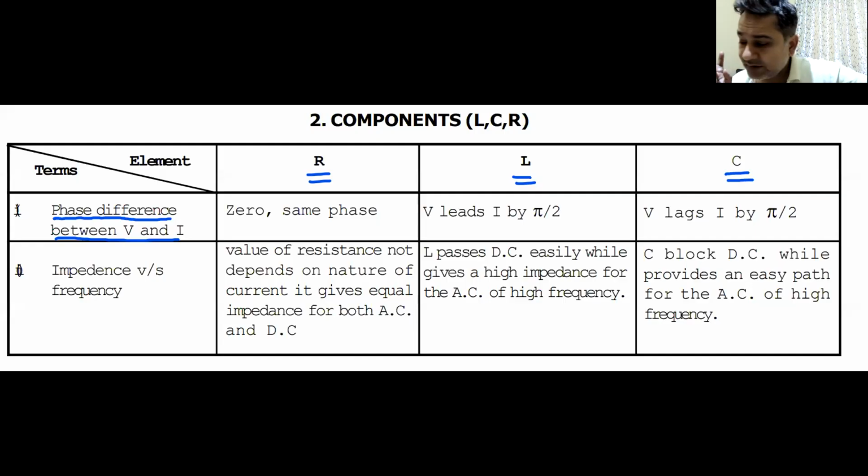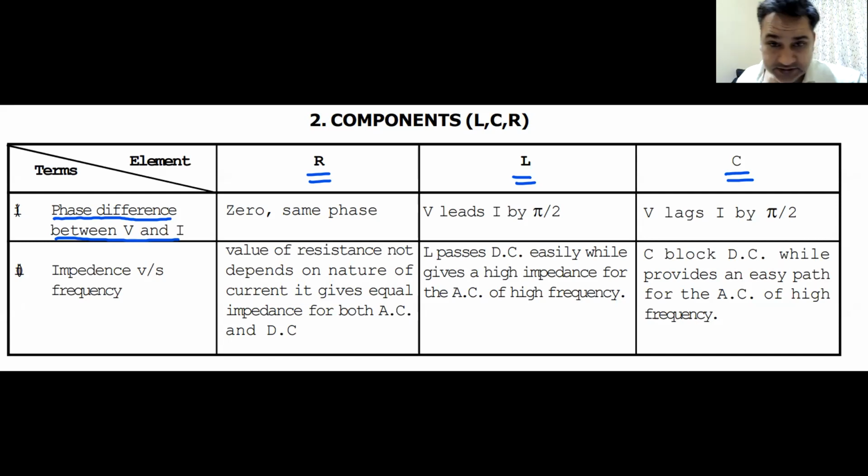The problem is that we have leading and lagging. Do we understand this? You have understood the phase difference, yes or no? Yes, sir. Leading or lagging. Right.